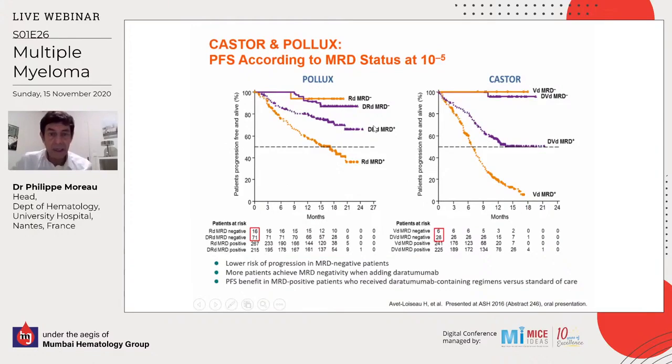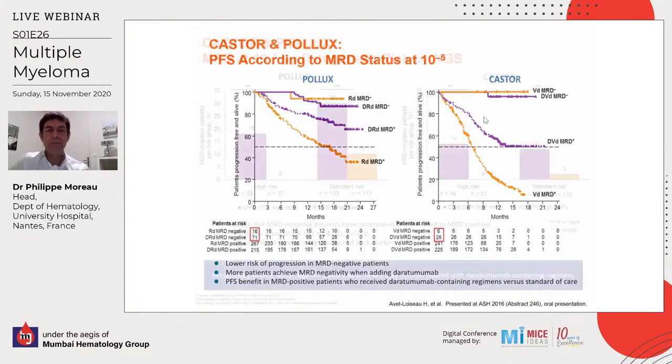And this translates into a better progression-free survival. So exactly the same picture, patients MRD negative with either Lemdex or Lemdex Dara, MRD negative with VD or VD daratumumab, better outcome for PFS, and the number of patients reaching MRD negativity is higher with the addition of Dara on top of Lemdex or VD.